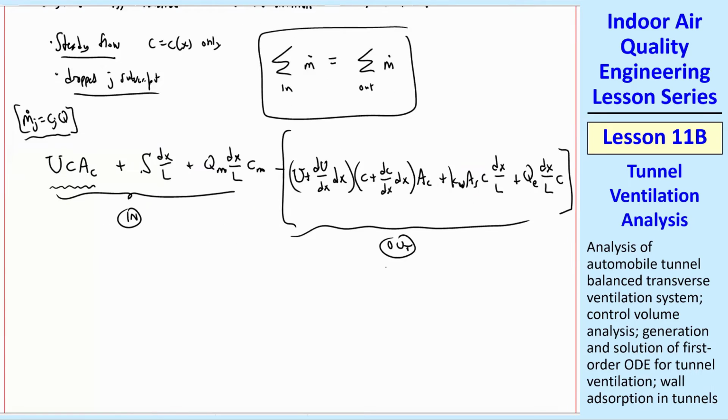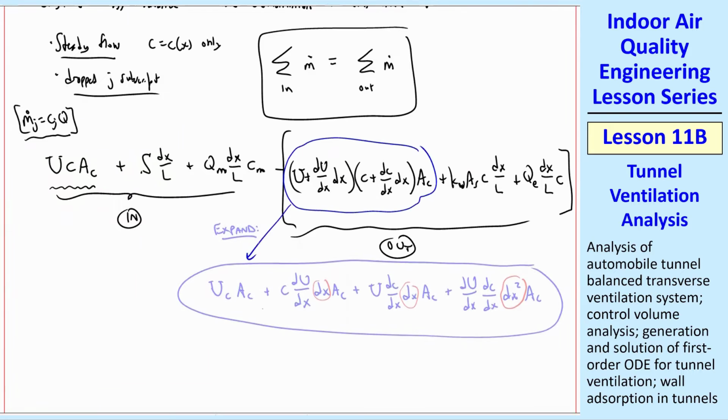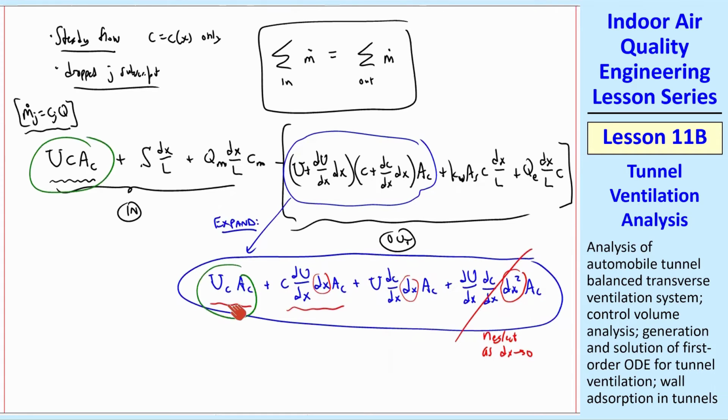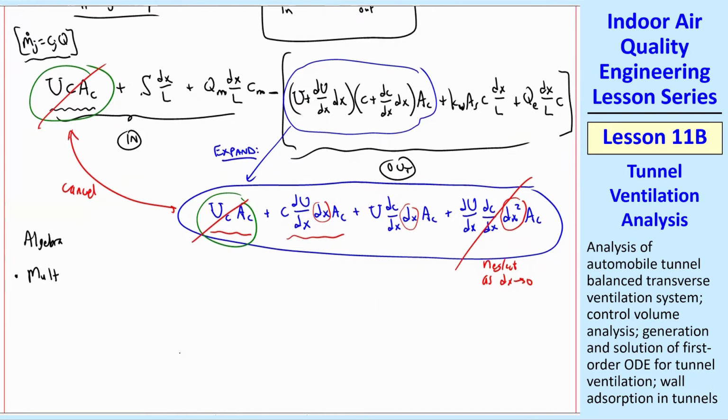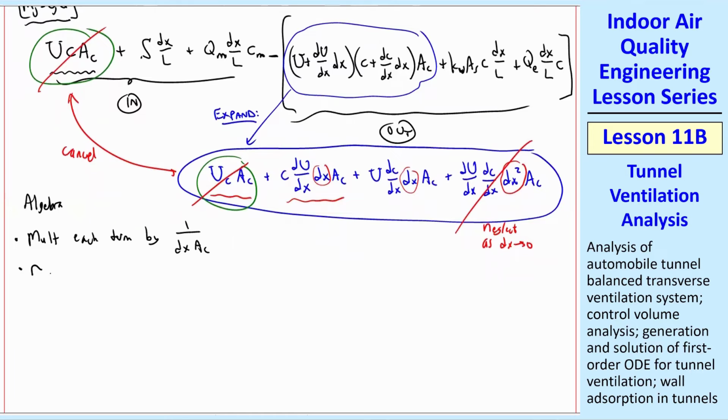And now let's expand this term. This term is very, very small. So we're going to neglect dx squared terms as dx goes to 0. This term and this term are the same, but there's a minus sign. So this term cancels this term. Multiply each term by 1 over dx AC, then rearrange.